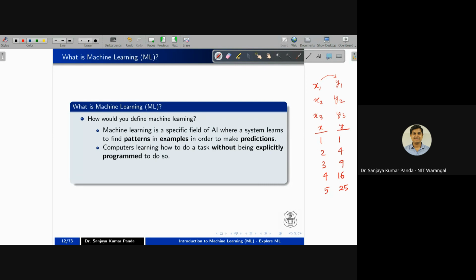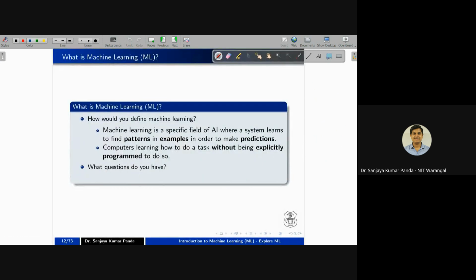But the computer needs to understand the patterns, and based upon that, it has to give the prediction. We are not going to write all the sequences, all the possible consequences, in the form of code. So that actually defines what machine learning is.